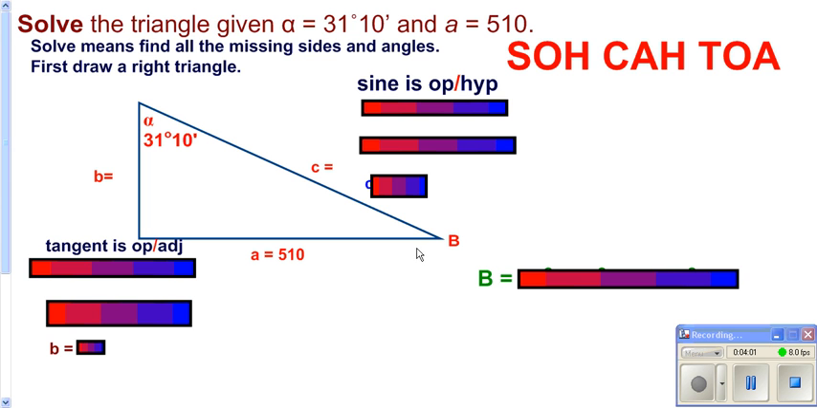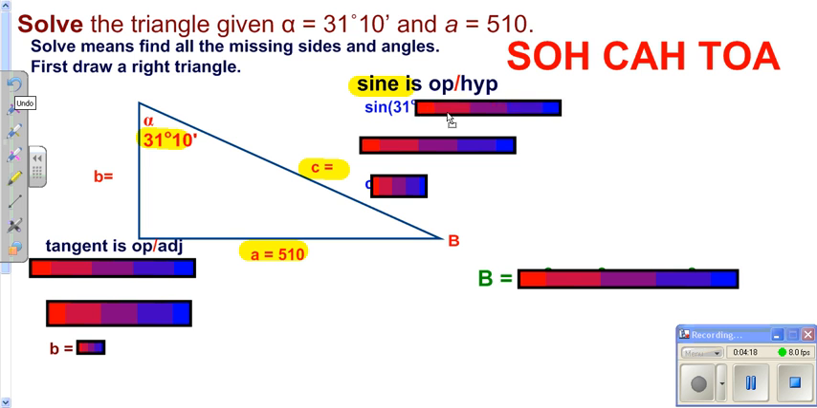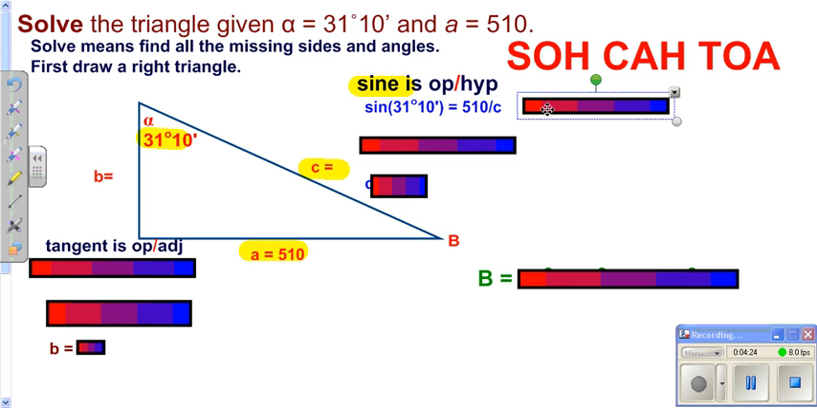So let's go ahead and find C. If we find C, we have our angle, we have the opposite side, and C is your hypotenuse. Well, opposite and hypotenuse is sine. So let's go to sine of our angle equals our opposite side over our hypotenuse, which is C.